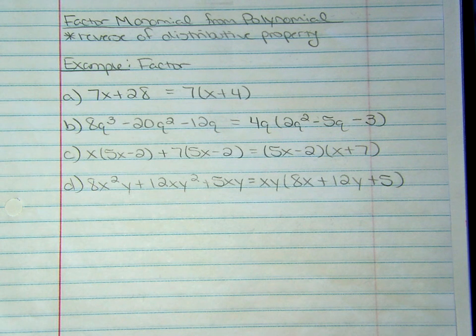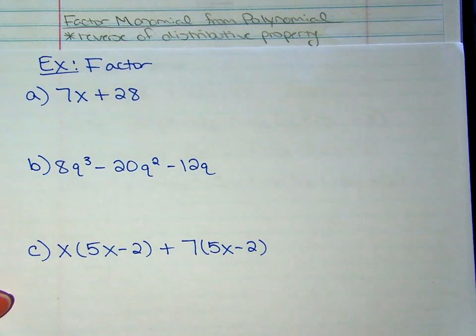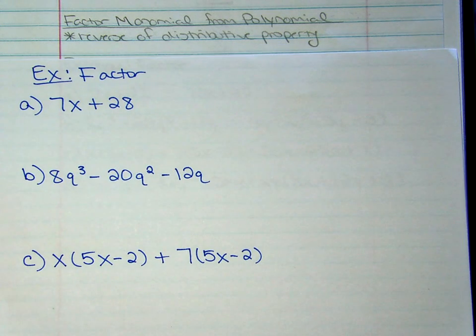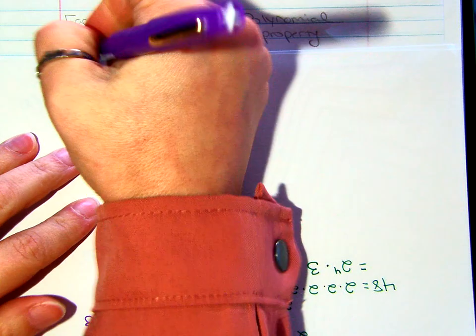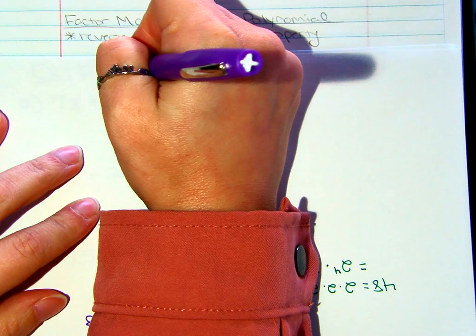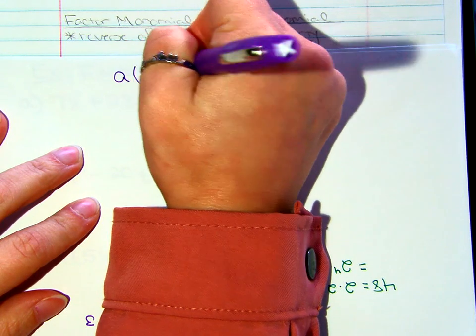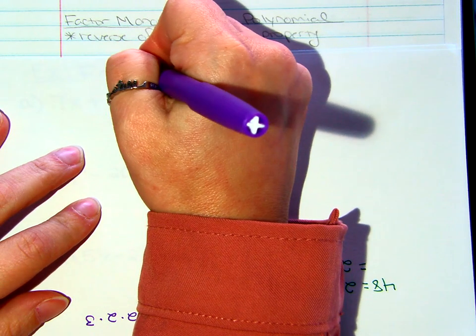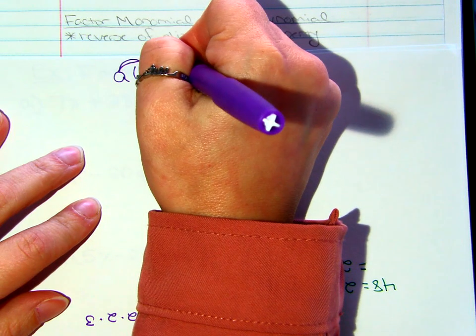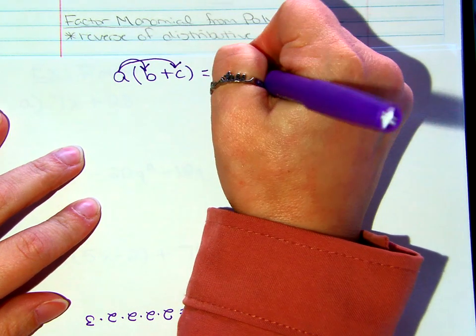When you are factoring a monomial from a polynomial, what you're really doing is the reverse of the distributive property. Now, if you don't remember what the distributive property is, I can give you a quick refresher. Distributive property is where you have a number or a term out front of a set of parentheses. And what we end up doing is we distribute that, or multiply it inside, to each of the terms so that we have AB plus AC.